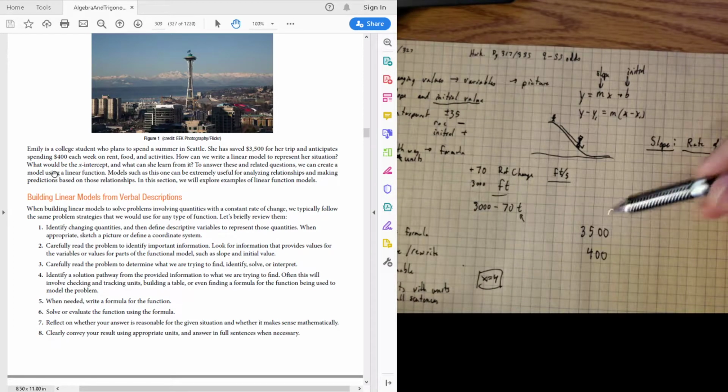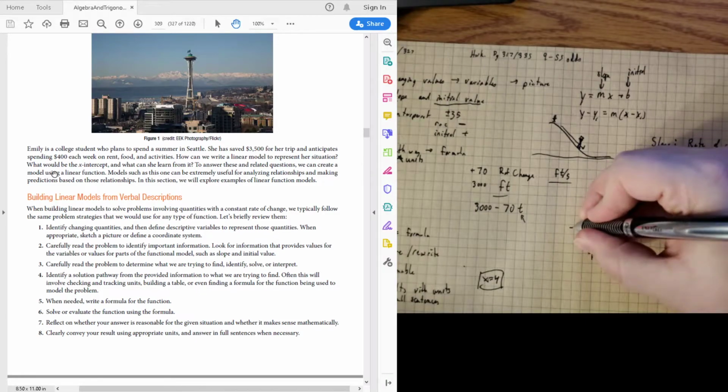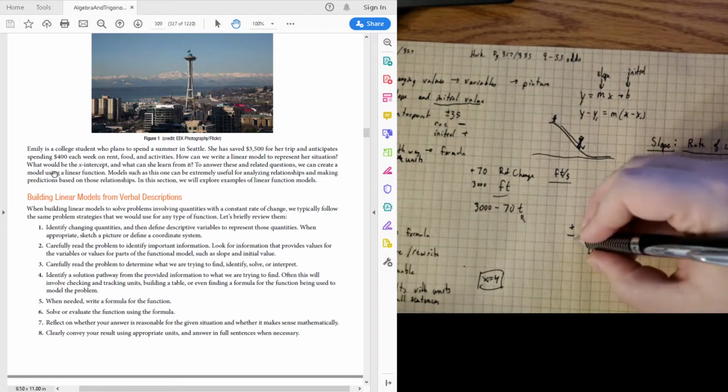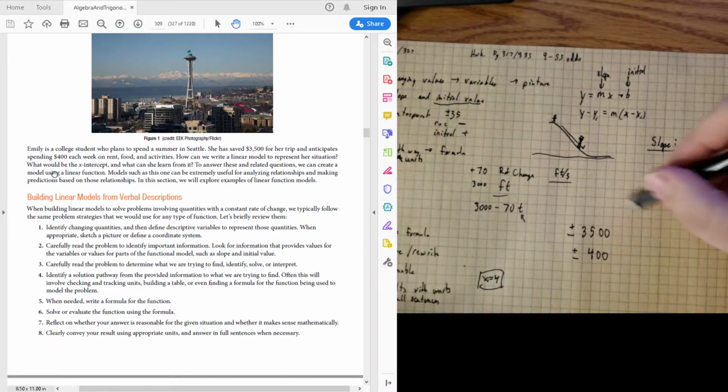And moreover, 3,500 isn't very much information. Is that a positive 3,500? Is it a negative 3,500? Is it a positive 400? Is this a negative 400? Without more context and information, it's not always easy to tell.